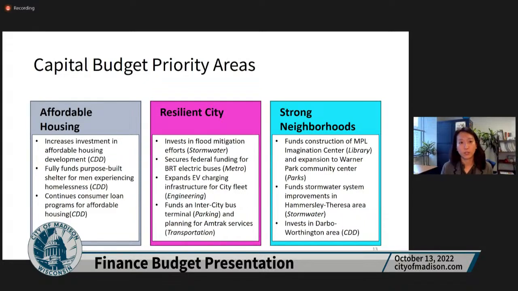There's also a large body of work in terms of building a resilient city, which includes making sure that the city is prepared to withstand the impacts of climate change while also reducing the climate impacts of city operations by having greener fleets and reducing our own carbon emissions. And finally, the last priority area is building stronger neighborhoods, which includes investing in city assets like libraries and park community centers to serve residents where they live.